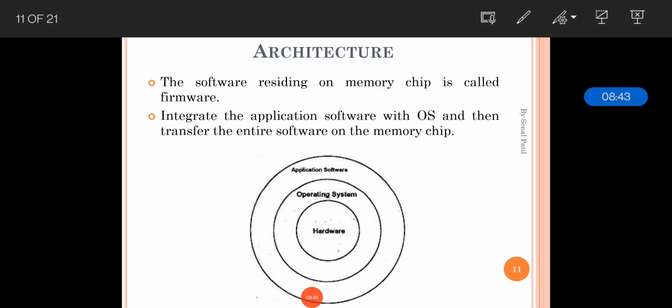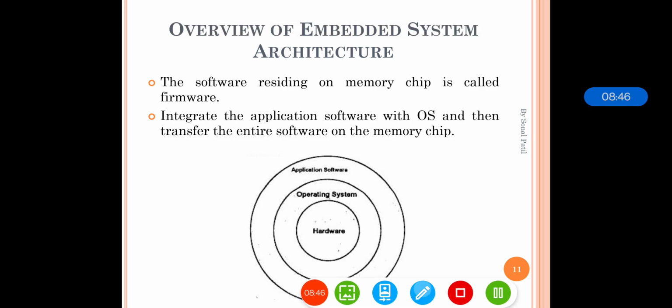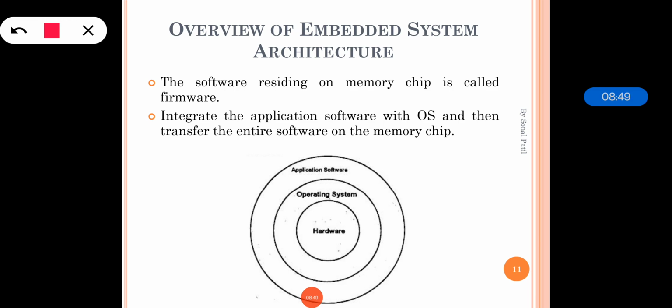Then the overview of embedded system architecture. Every embedded system consists of custom built hardware built around a central processing unit. The hardware also contains memory chips onto which the particular software is loaded. The software residing on the memory chip is called firmware. We can see in the diagram, the embedded system architecture is represented by a layer structure. The operating system runs above the hardware and the application software runs above the operating system. The same architecture is applicable to any computer, including the desktop computer.